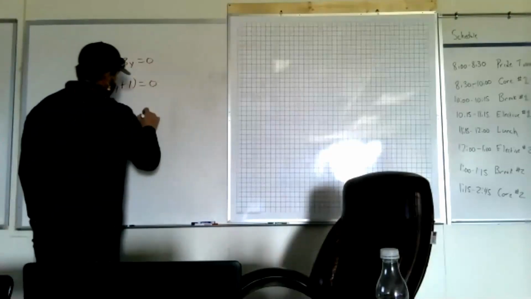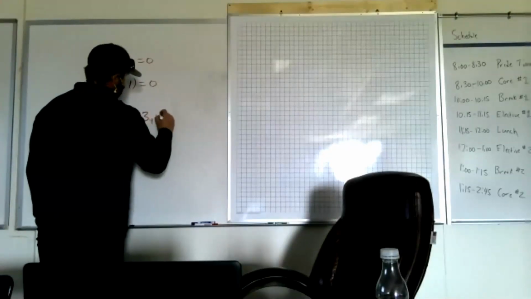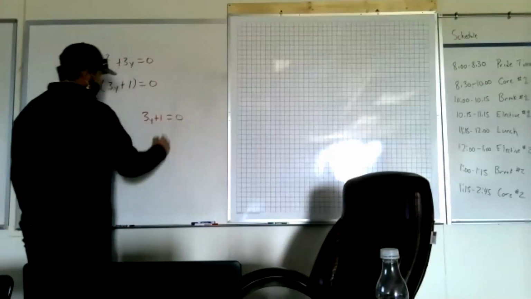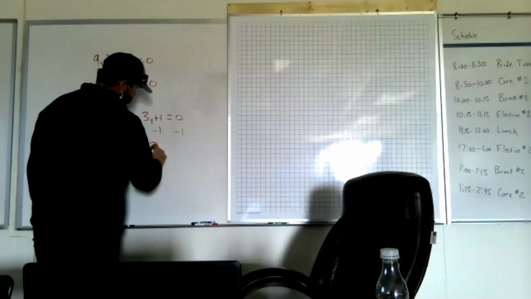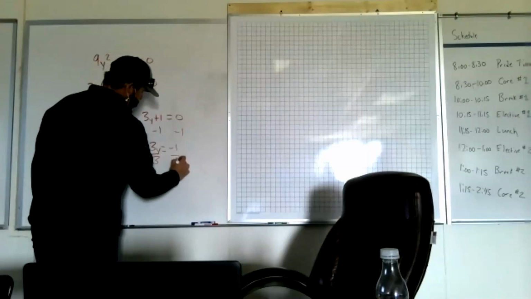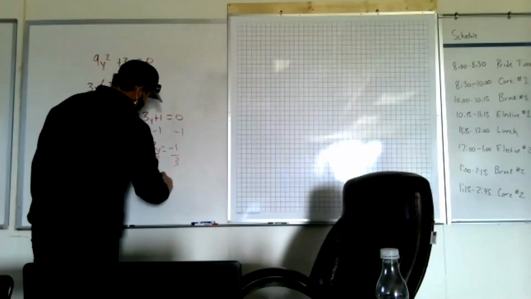Okay, 3y plus 1 set equal to 0. And then we solve for the variable. We minus 1 on both sides. We have 3y is equal to a negative 1. Divide by 3 on both sides. And we get y is equal to a negative 1/3.